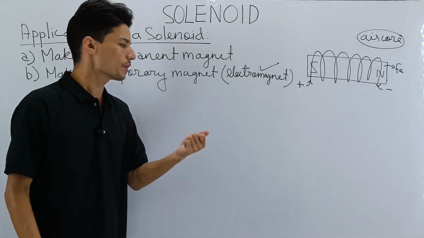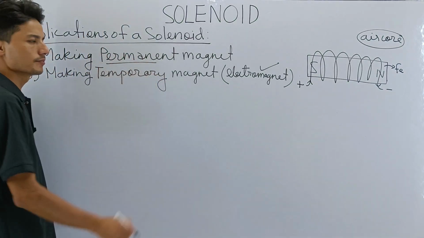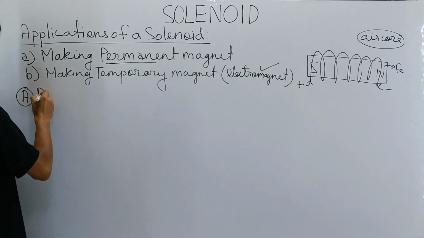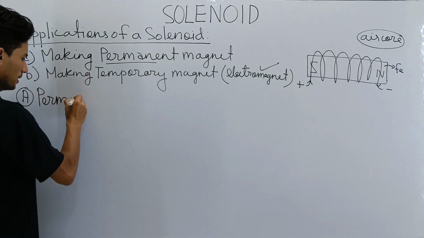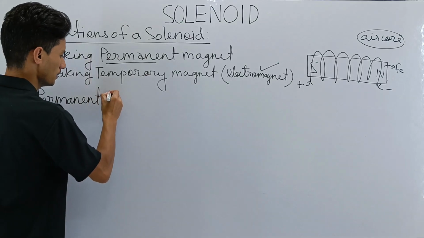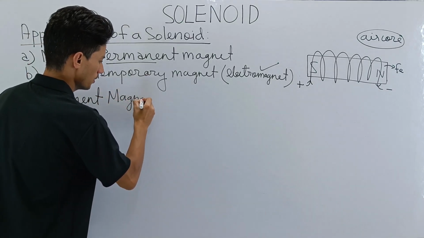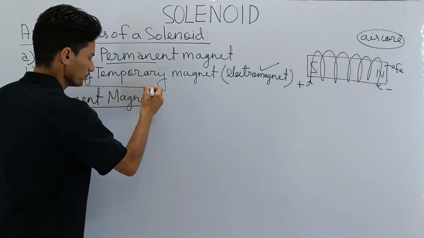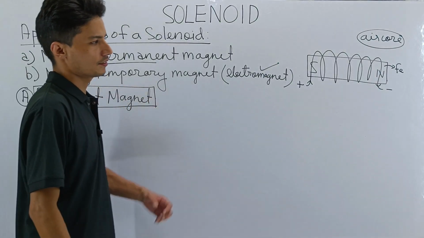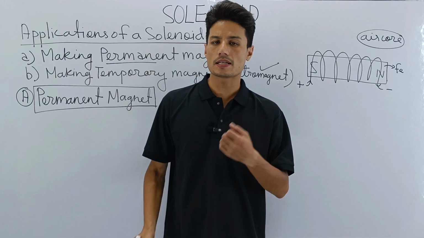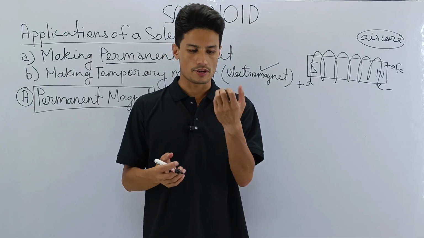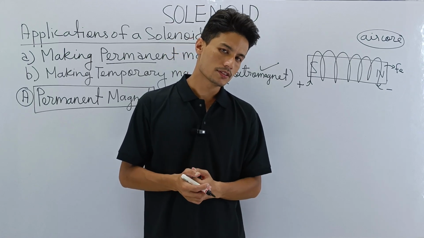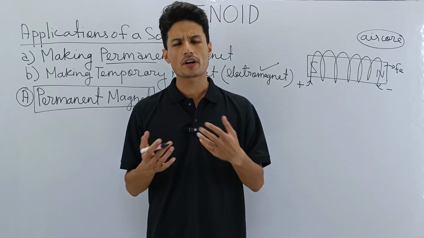Using a solenoid, we can make a permanent magnet. So let's discuss in detail about permanent magnets. The first question that I want to ask you is, have you seen a permanent magnet? Have you held a permanent magnet? Have you touched a permanent magnet? If you have seen one, tell me, where have you seen it?